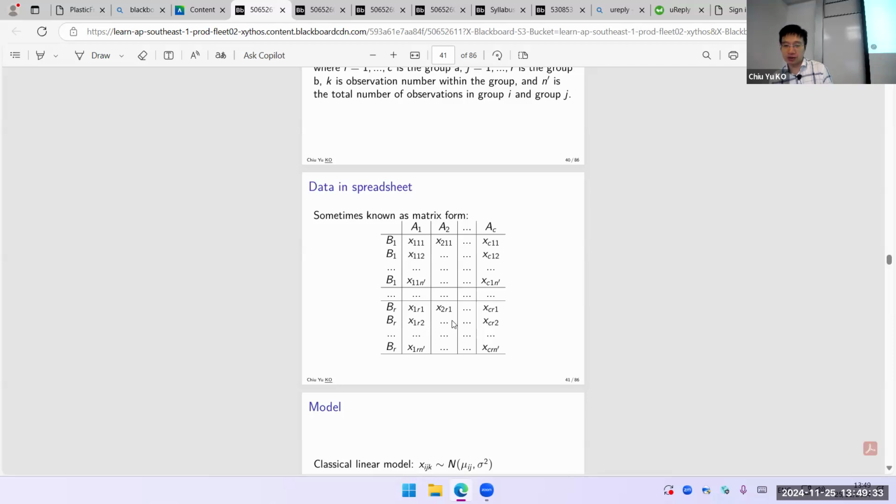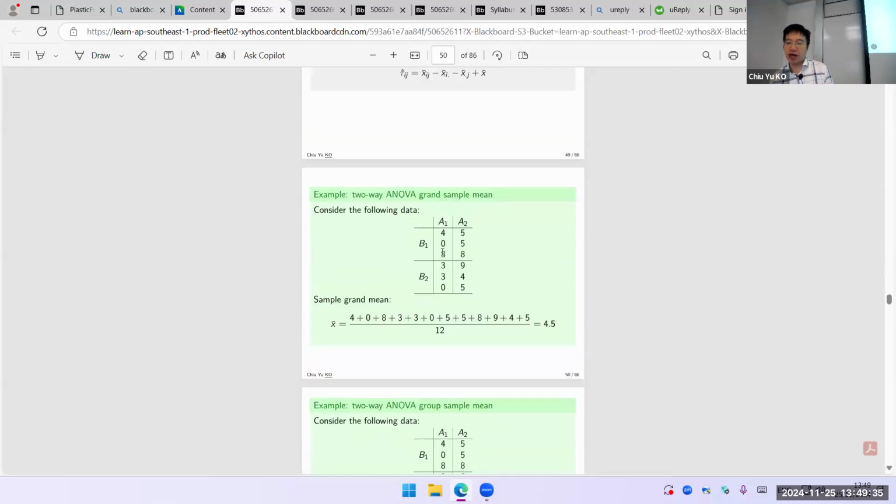Every combination in this particular example has an M prime of three, because A1, B1 has three, A2, B1 has three, and so on. In total there are 12, but M prime is three. M prime is, for each combination grouping, how many observations there are. In our study, it's always the same number. That's called balanced, or what we call with replication. If you want to drop this assumption, how do you do it? That's beyond our class. We focus only on this case.